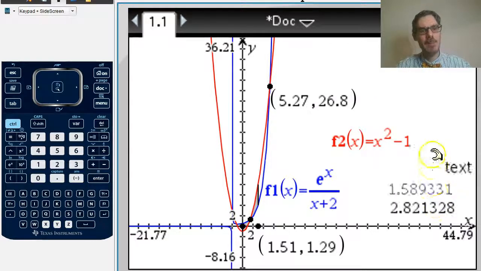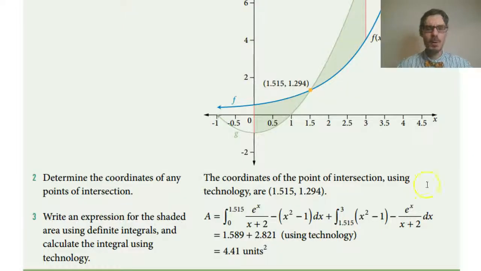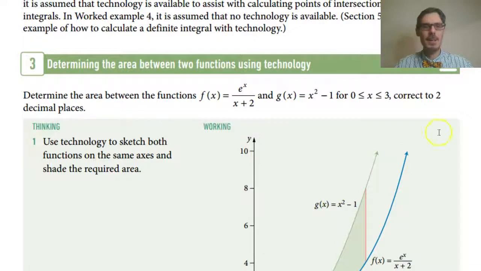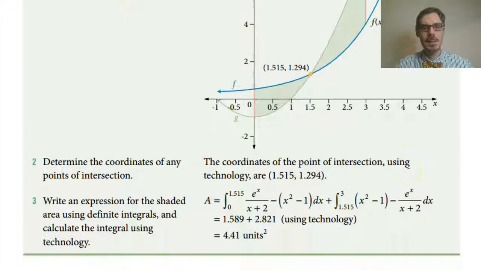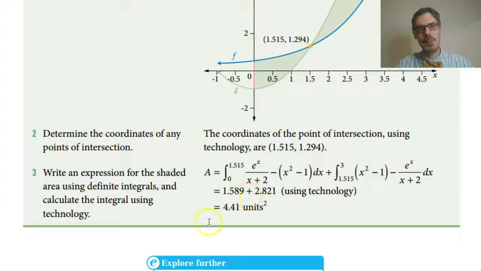Okay, now I have my two values, 1.589 and 2.821. If we go back to the textbook, here are those two numbers and we add them together. And the final answer had to be to 2 decimal places, so we worked to 3 until we got to the end.